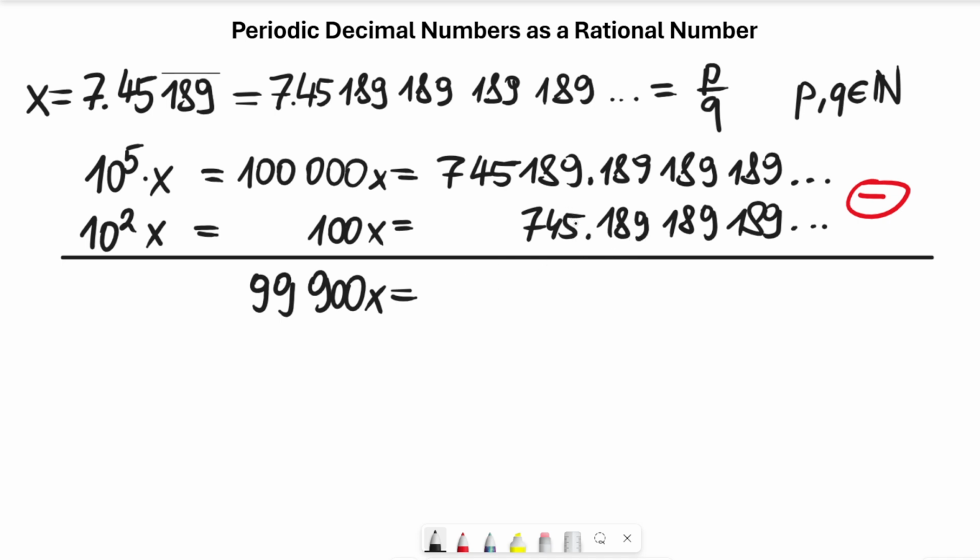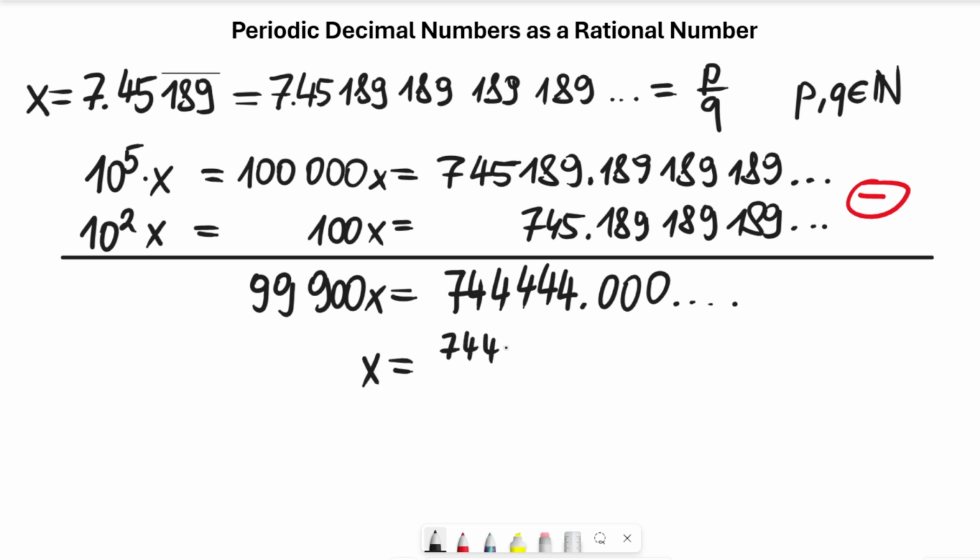And if you do the subtraction, 5 minus 4 is 9. Here we always have zeros, so we don't need to compute these. 5 minus 4 is 9, 4 minus 4 is 0, 7 minus 4 is... 15 minus 4 is 11, so 1 left over, then 1 minus 4... and the 7 remains. So we have found a rational number for this periodic decimal number.